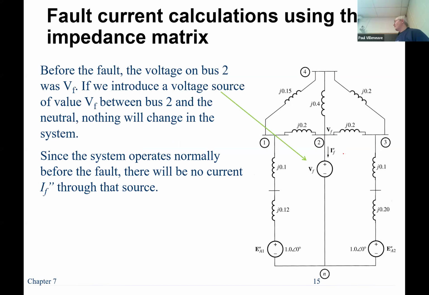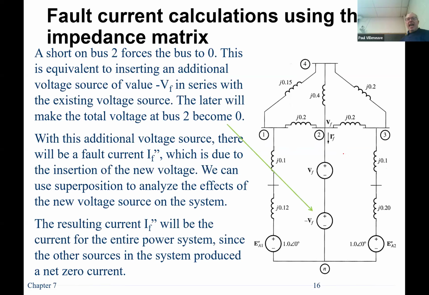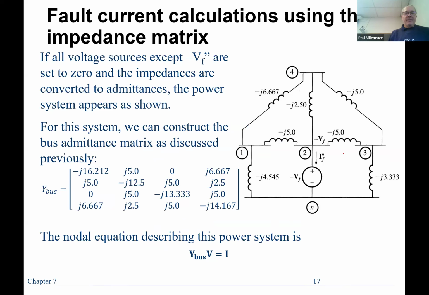So here's our pre-fault voltage case. We added that one supply and we've got that value in there. Now we're going to add in our negative V fault, and we'll get a fault current from bus 2 to ground. I'm showing a neutral connection there, but we don't actually have to show it. I just wanted to show that's where the current is going to flow. All right, so let's build Y bus.